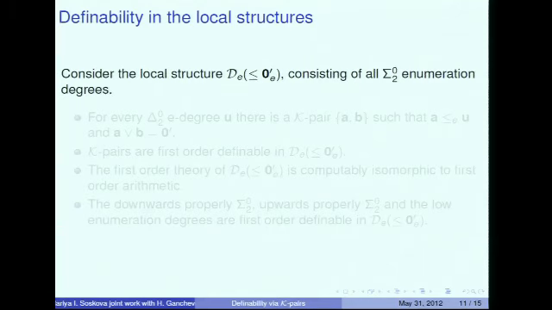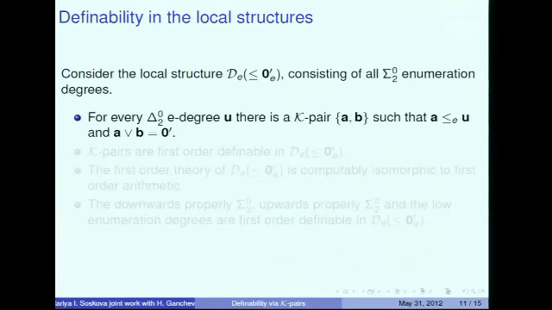So the local structure consists of all degrees below 0 prime, or all Sigma 2 enumeration degrees, consisting entirely of Sigma 2 sets. And our project was originally started in the local structure, and the first property that we proved is that for every Delta 2 enumeration degree u, there is a k-pair A, B such that A is below u and A join B is 0 prime. And now because if u is low, u is Delta 2, this completes the solution of the previous theorem, the proof of the previous theorem.